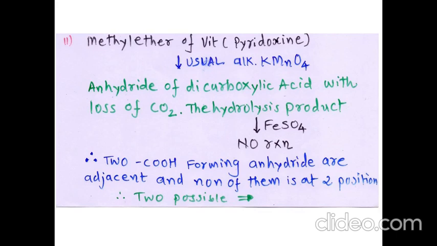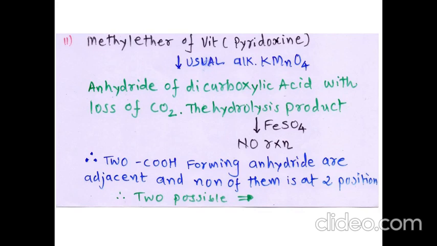Then what is happening? Anhydride of a dicarboxylic acid is formed with loss of one CO2. The hydrolysis of this product, that is dicarboxylic acid, when you hydrolyze, the anhydride of this dicarboxylic acid gets converted into dicarboxylic acid derivative, because anhydride upon hydrolysis will produce 2 COOH, for example here. And after hydrolysis, that means carboxylic acid groups are formed.